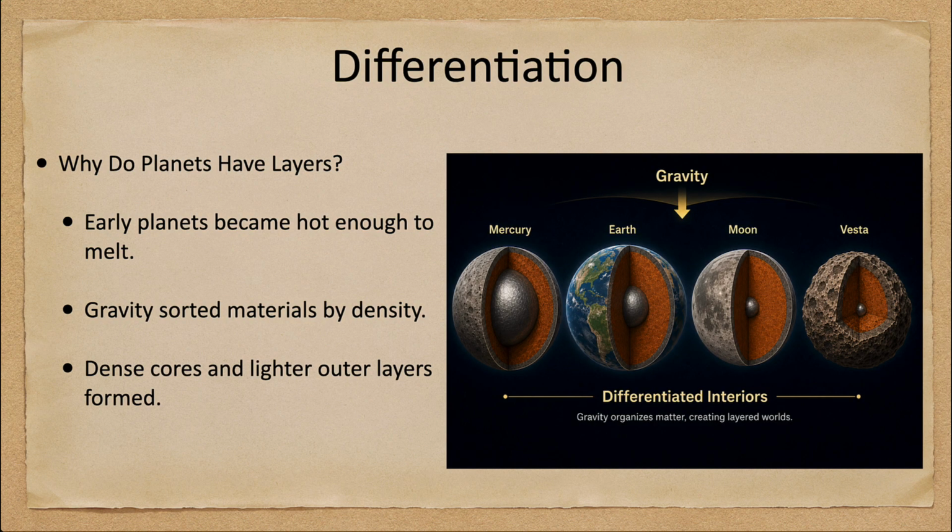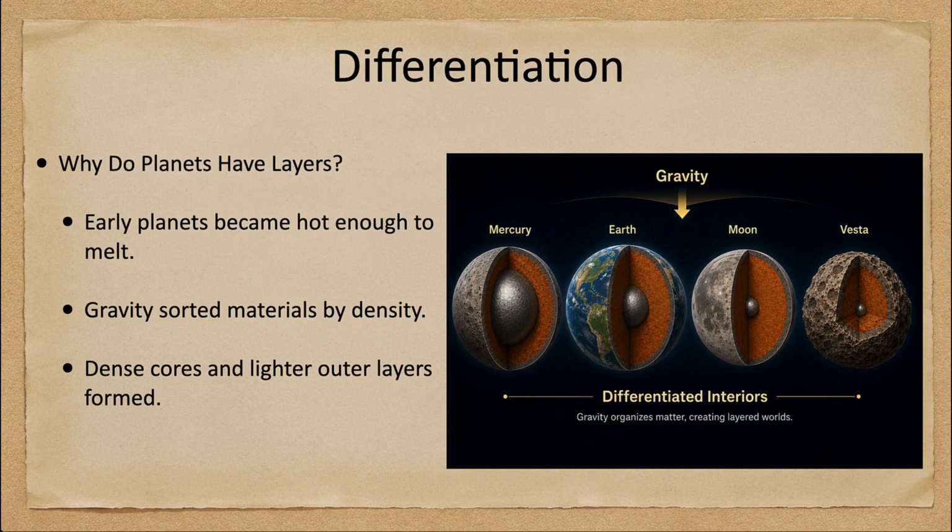Differentiation is not unique to Earth. It has shaped many rocky bodies throughout the solar system. Mercury has an unusually large metallic core. Earth developed a layered interior that continues to influence its geology today. Even the Moon and the asteroid Vesta experienced differentiation early in their histories. Although these worlds differ greatly in size and composition, they all reveal the same underlying principle. Gravity organizes matter into layers whenever the interior becomes hot enough for materials to flow.